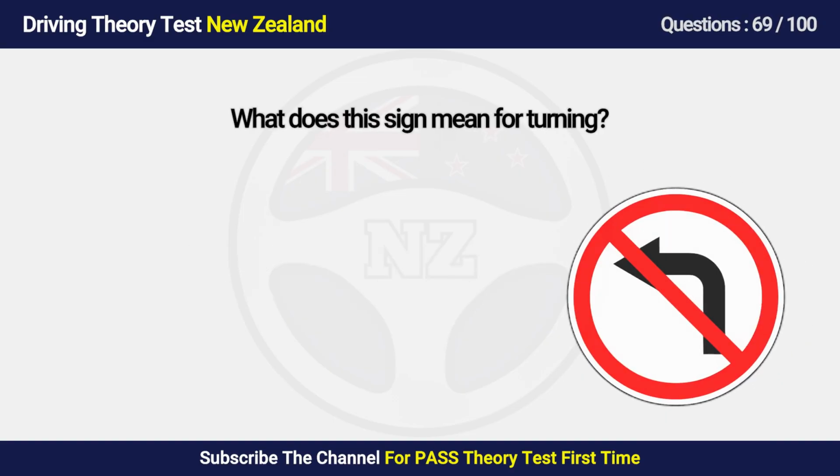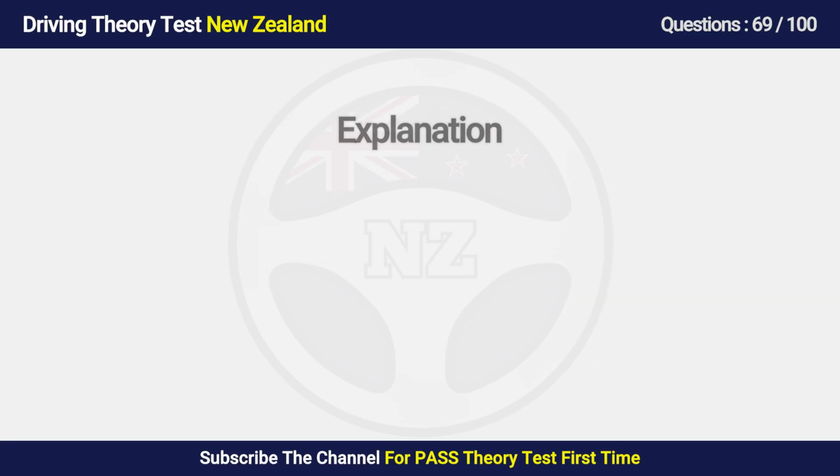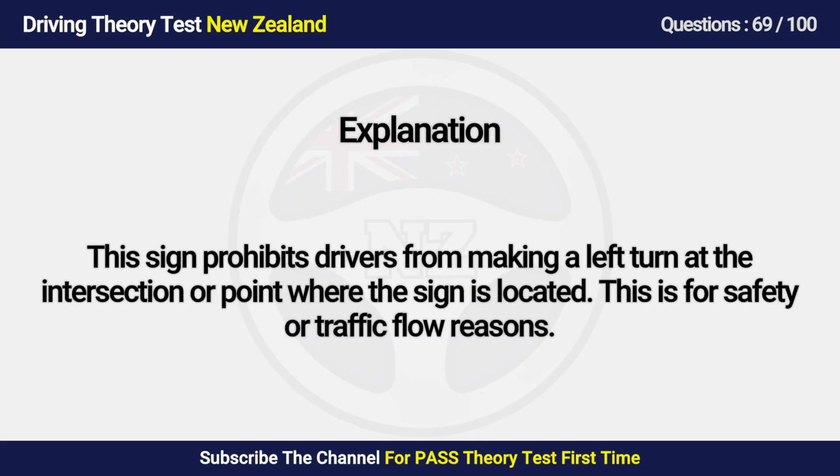Question 69. What does this sign mean for turning? A. No right turn. B. No left turn. C. Turn left only. D. U-turn permitted. Answer is B. No left turn. This sign prohibits drivers from making a left turn at the intersection or point where the sign is. This is for safety or traffic flow reasons.